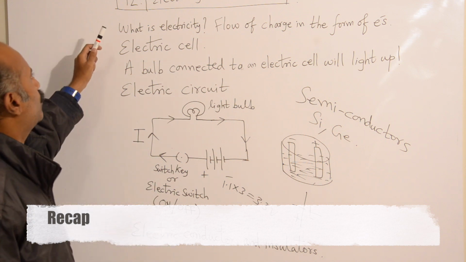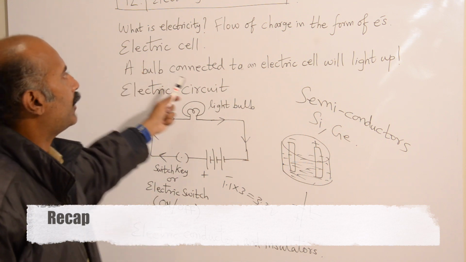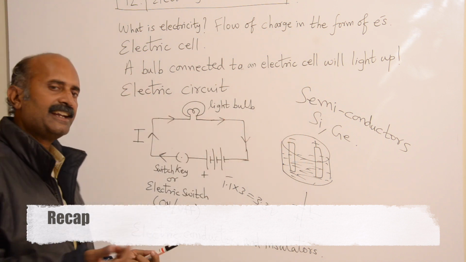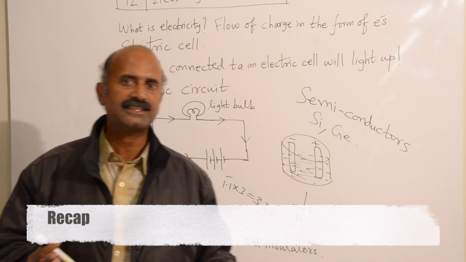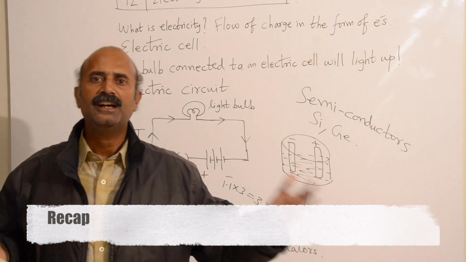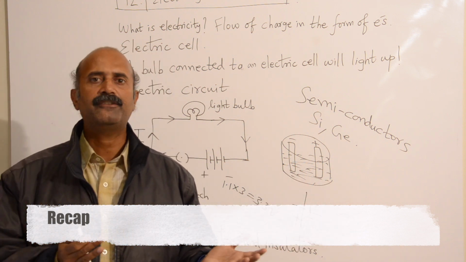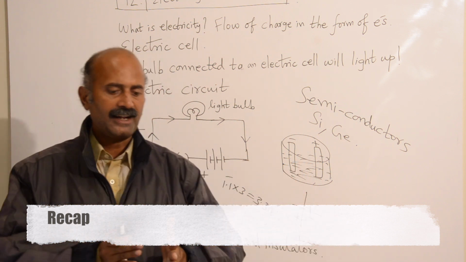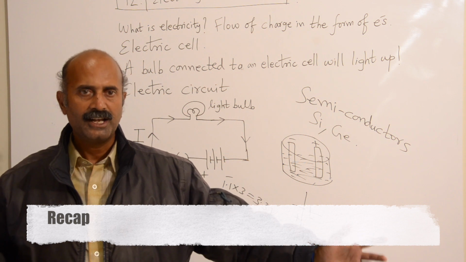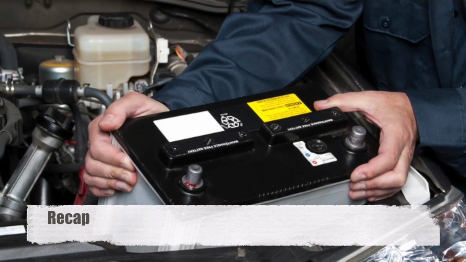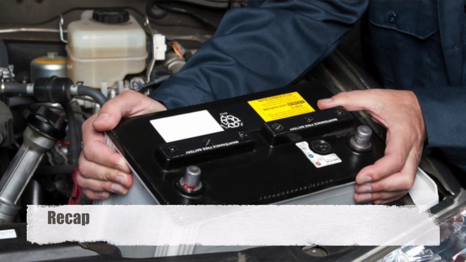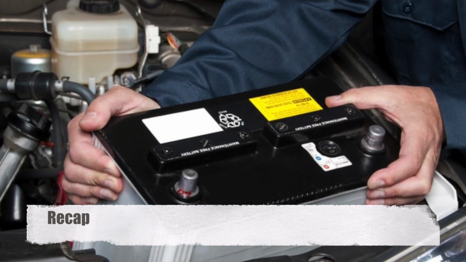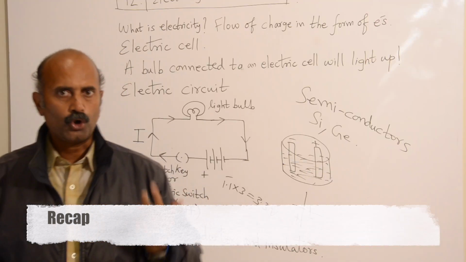We discussed what is electricity. Electricity is a flow of charge in the form of electrons. Then we discussed electric cell. An electric cell can be a simple cell like a dry cell. It can also be a group of cells like a battery. You can also have a nickel cadmium battery like the Amaron battery which we use in our cars. That's a combination of a few cells, and when you are igniting the car, you are just turning on the car battery, and the chemical energy inside the car battery is getting converted into electrical energy, and that ignites your car.